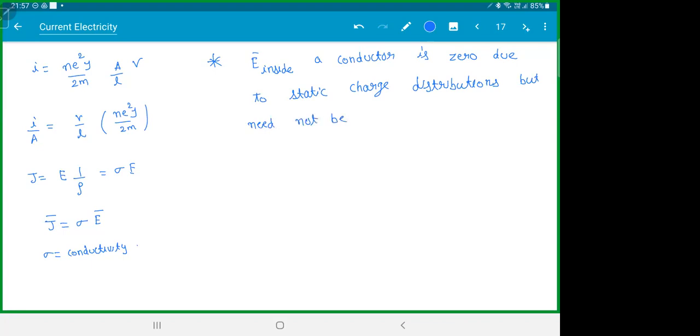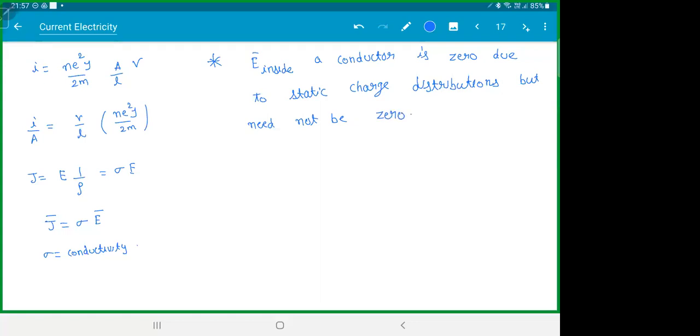So be careful. This will come in true and false statements. The field inside a conductor is always 0. Not true. The field inside a conductor need not be 0 in case of a battery. But if they say the field inside a conductor due to static charge distributions is always 0, that is true.